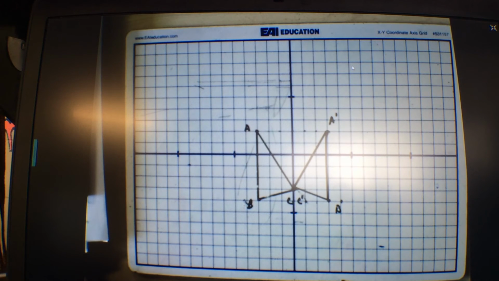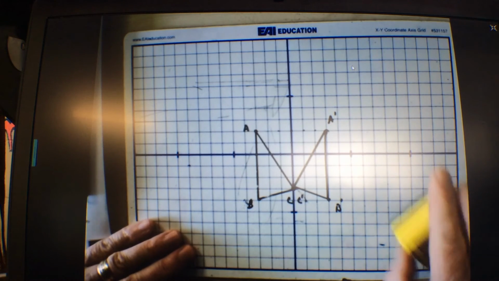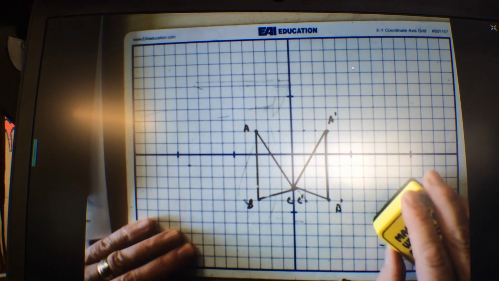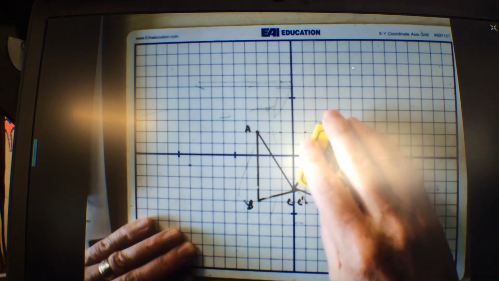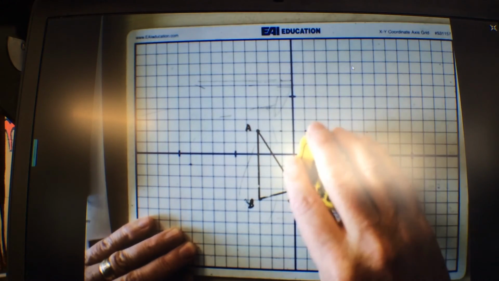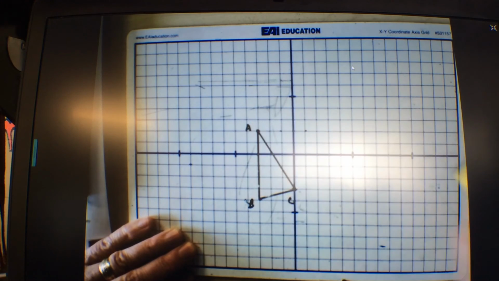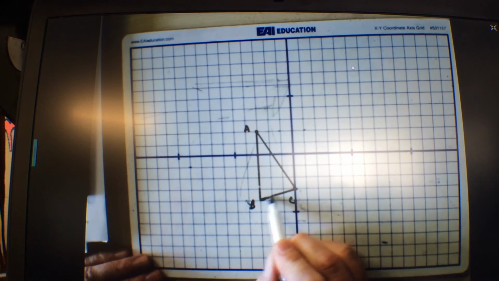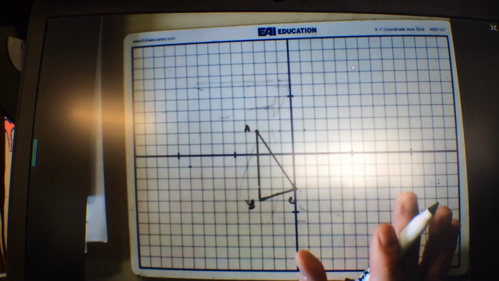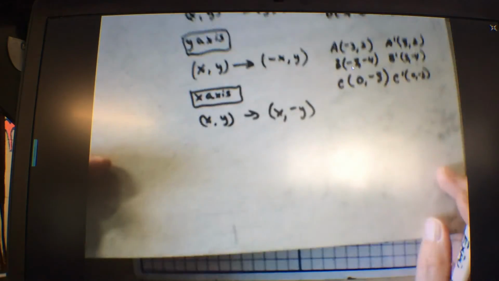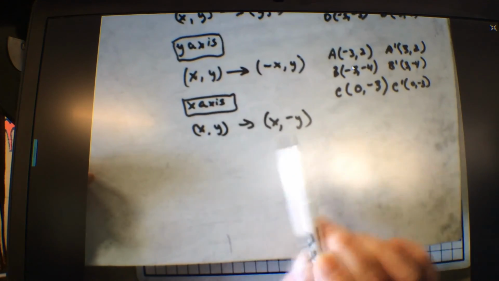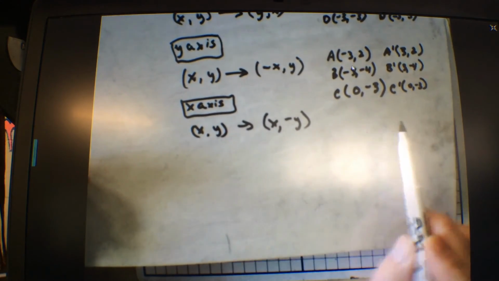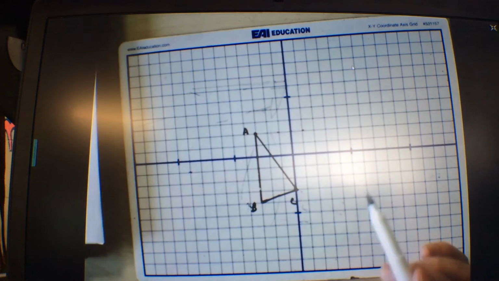Do you understand that? Okay, so the next one, I'm going to reflect this. I'm just going to erase this. And I'm going to show you how to reflect across the x-axis, okay? Just erase that if you can, just the one. And let's use the same triangle. Now let's use the method. Instead of going back and using this method where I change them all, instead of doing that, let me just show you this new method.